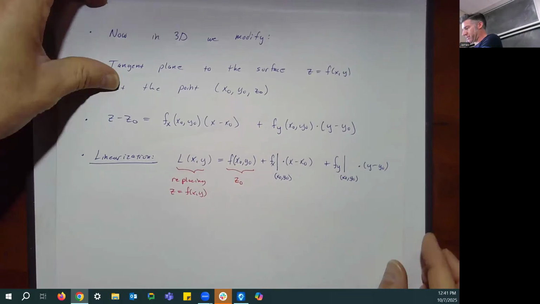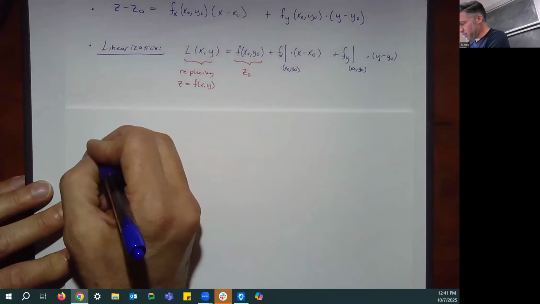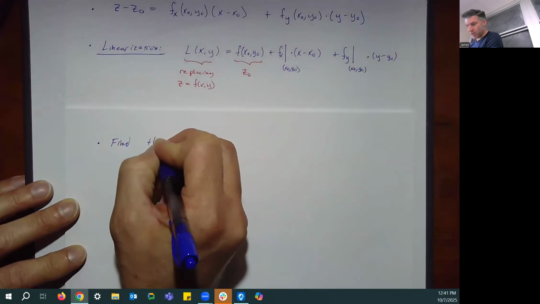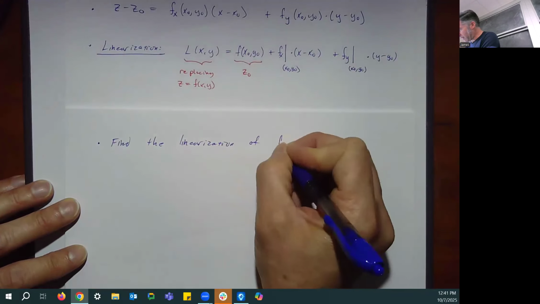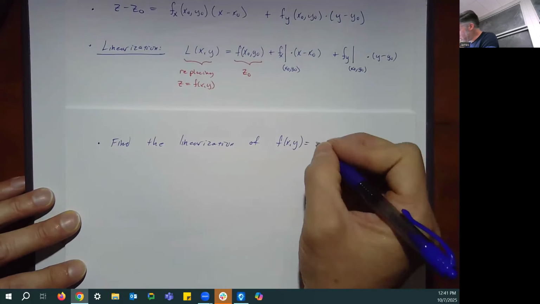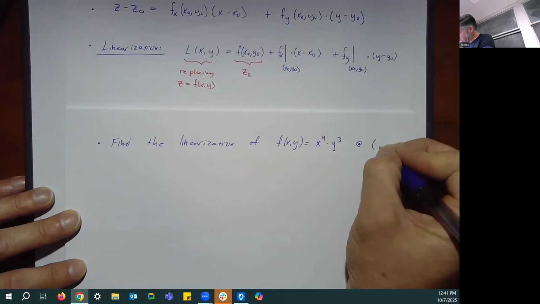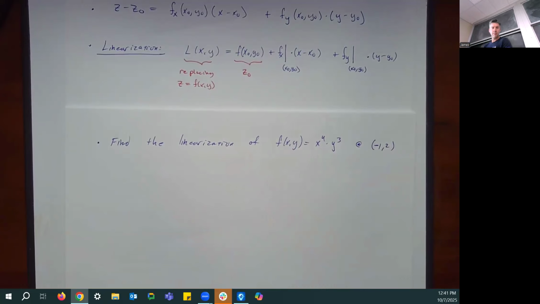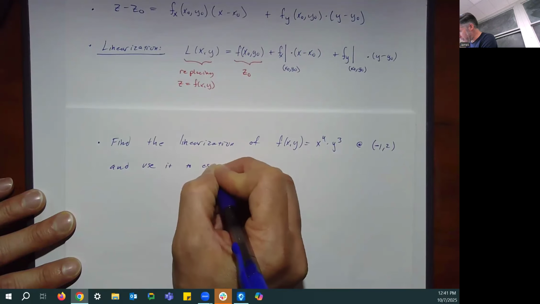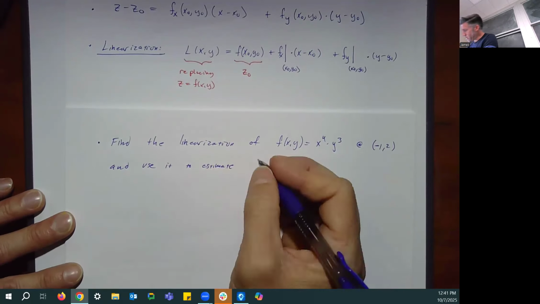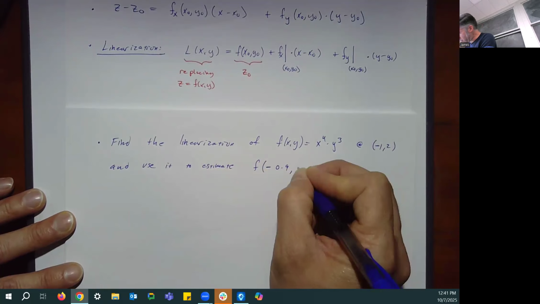Okay, so let's look at some examples. Let's find the linearization of f of x comma y equal to x to the fourth times y cubed at the point -1 comma 2, and use it to estimate f of -0.9 comma 2.2.